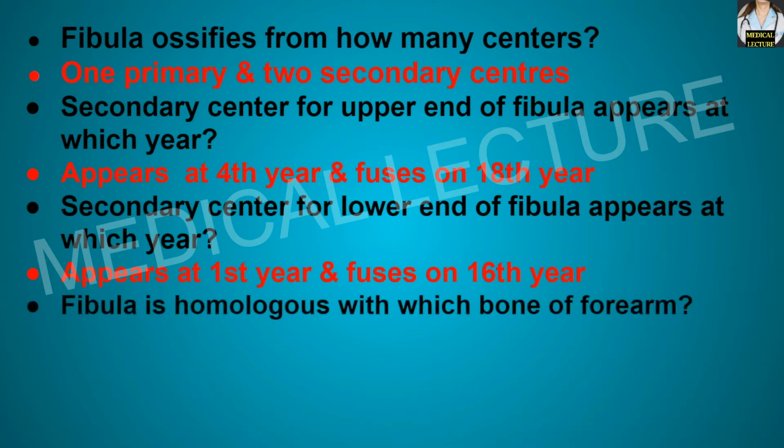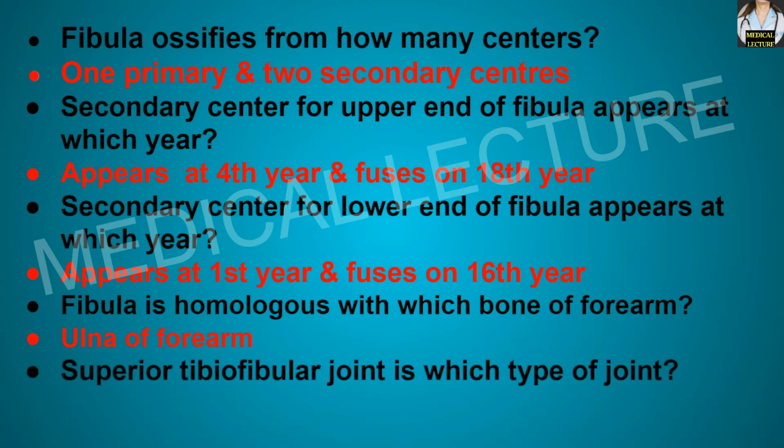Fibula is homologous with which bone of the forearm? So it is homologous with the ulna bone of the forearm. Superior tibiofibular joint is which type of joint? So it is a plain synovial joint.